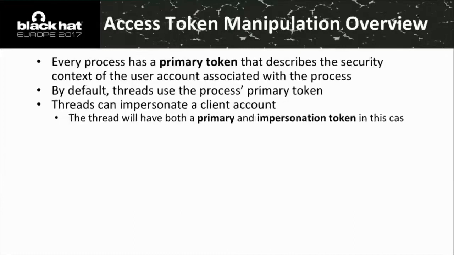Next slide. All right, so again, just a general overview. Every process has a primary token, and that describes, again, the security context of the user. By default, threads are going to inherit that primary token from the process. But you can do impersonation, which will give the thread a completely different user context.